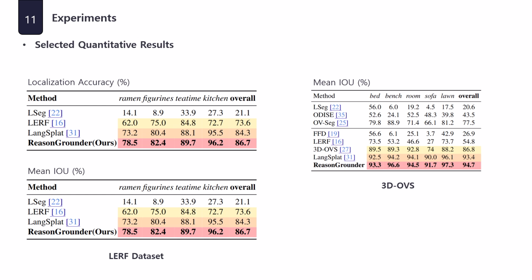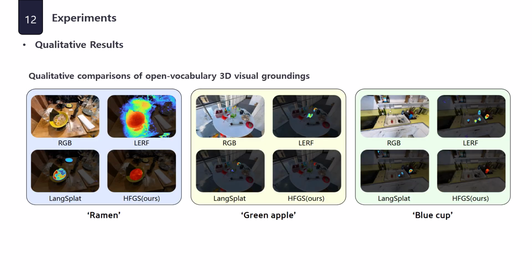These results clearly highlight the effectiveness of ReasonGrounder's architecture in accurately localizing and segmenting objects in 3D scenes based on open vocabulary queries, even when compared to strong existing baselines. Beyond the numbers, let's also look at some qualitative results, which provide a visual comparison of open vocabulary 3D visual groundings. In these examples, ReasonGrounder is labeled as HFGS for Hierarchical Feature Gaussian Splatting.